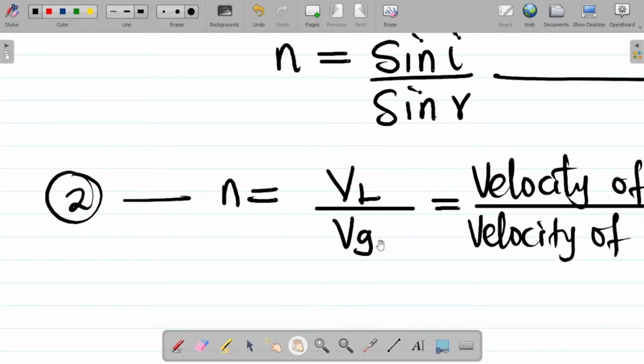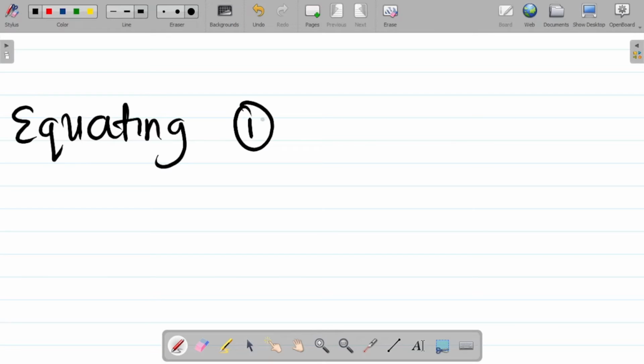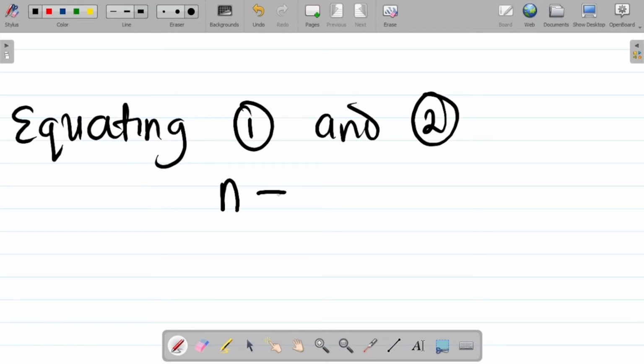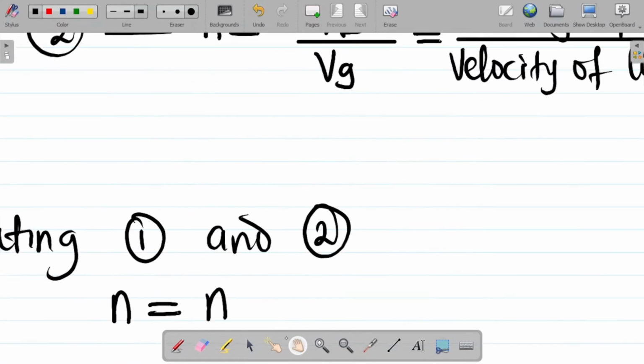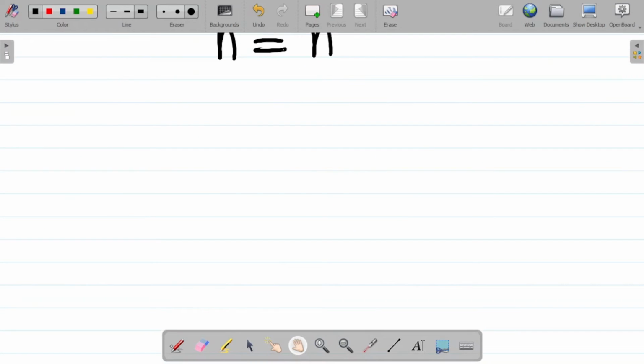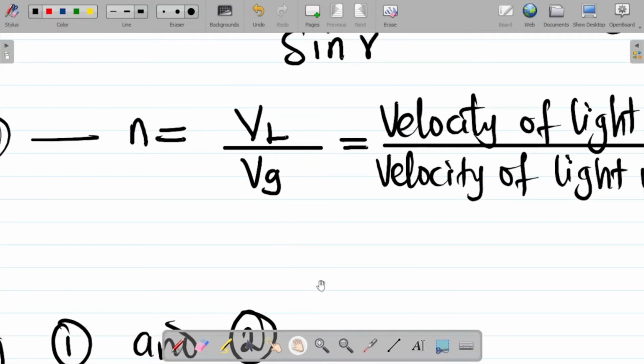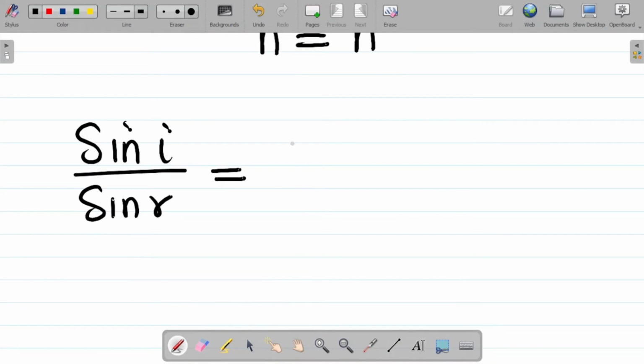Let's equate 1 and 2. From 1 we have that n is equal to sine i over sine r, and from 2 we also have n. That means we can have sine i all over sine r equal to VL, the velocity of light in air, all over VG, the velocity of light in glass.